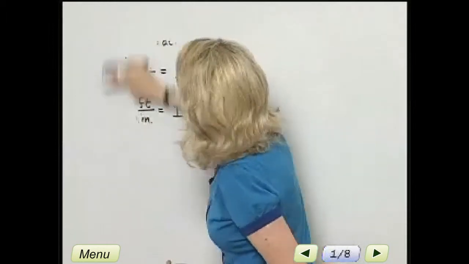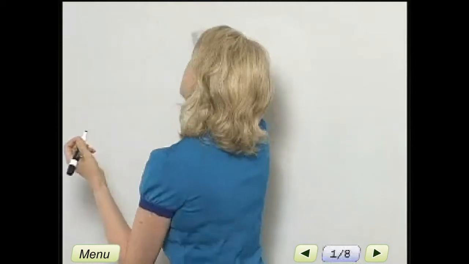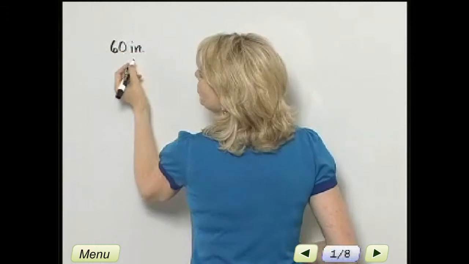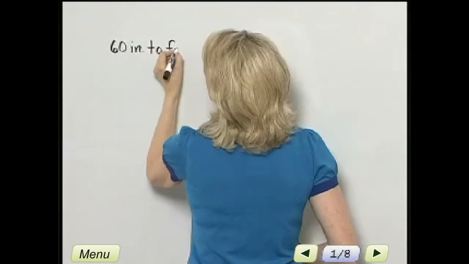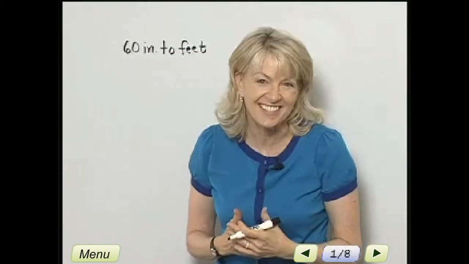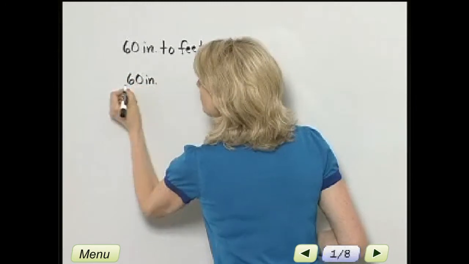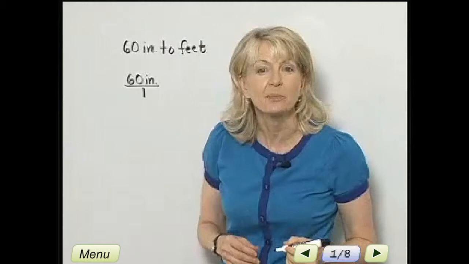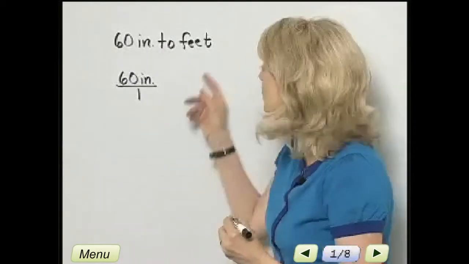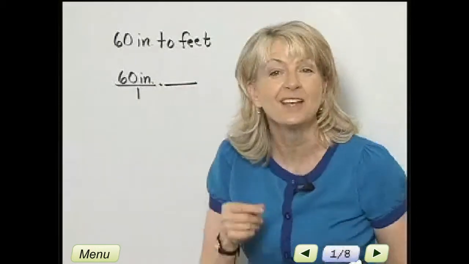Here we go. Let's suppose I have 60 inches, and I want to convert to feet. I want to know how many feet there are in 60 inches. So let's begin with what we know, 60 inches, and I'll just place that over 1. That usually helps. I want to multiply this by the appropriate unit fraction so that I will have feet once I calculate. So what unit fraction is appropriate?